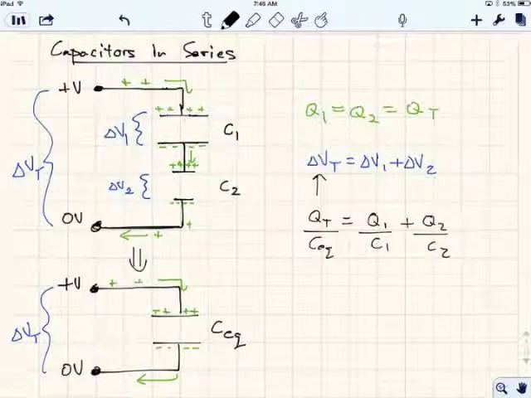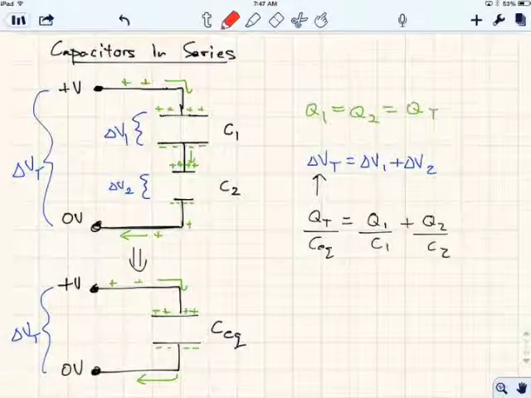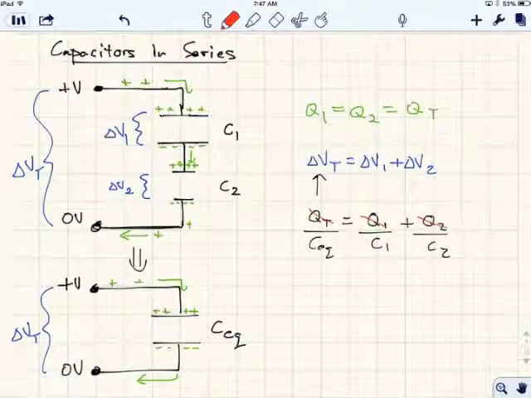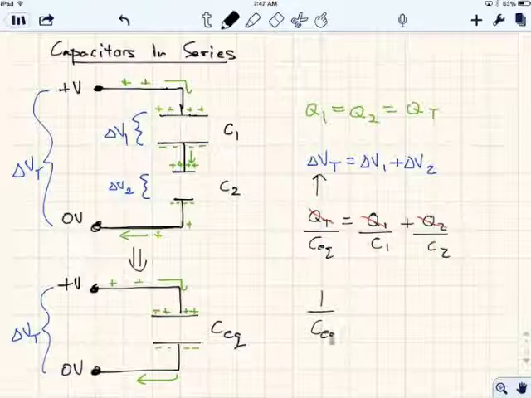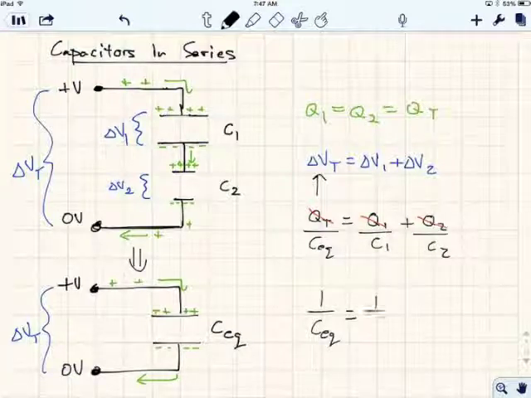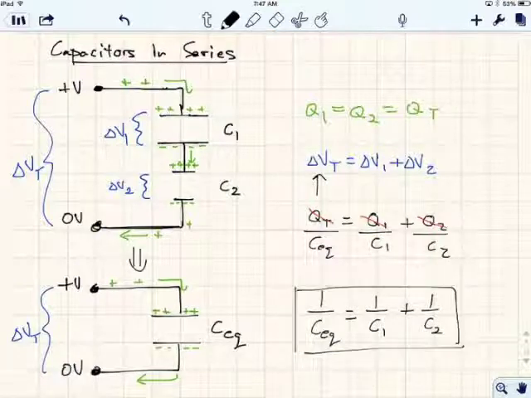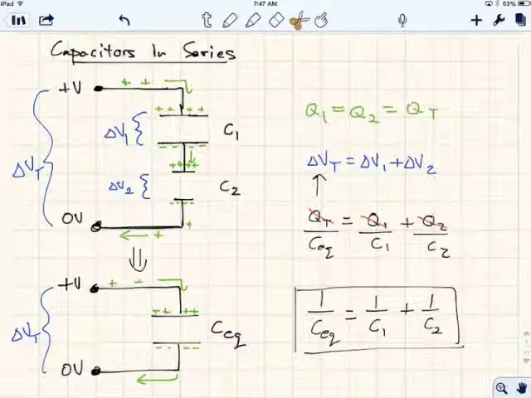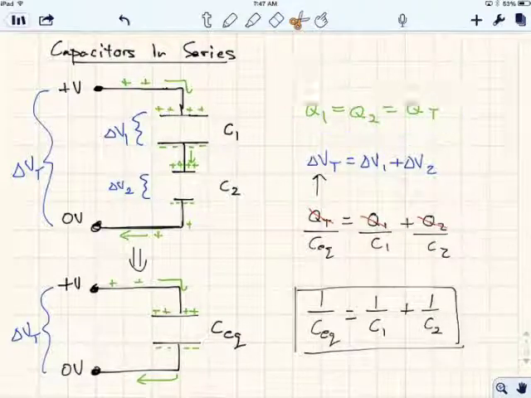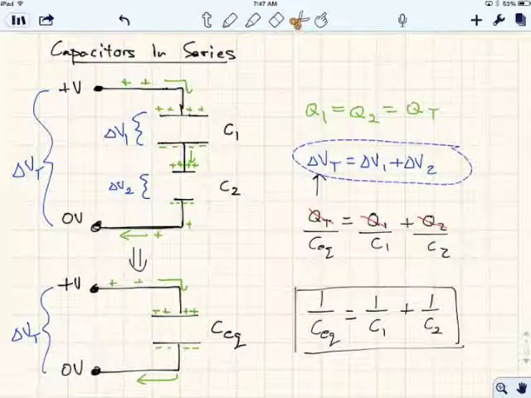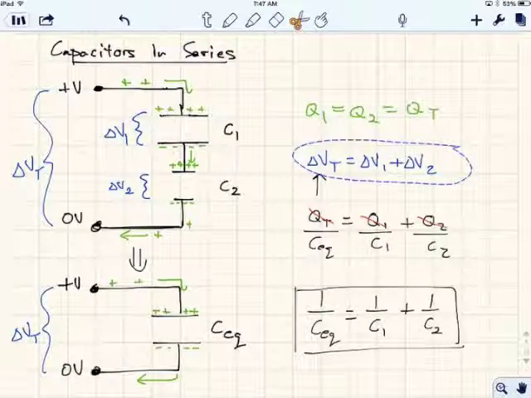Since all of the charges are the same, we could cancel those out. So these all get canceled out, and we're left with this relationship: 1 over Ceq, the equivalent capacitance, is equal to 1 over capacitance 1 plus 1 over capacitance 2. The important thing to remember about capacitors placed in series is that the charge on each of the plates has to be the same, but the potential differences across each of the capacitors are going to be different. But they will also add up to the total voltage from the battery.